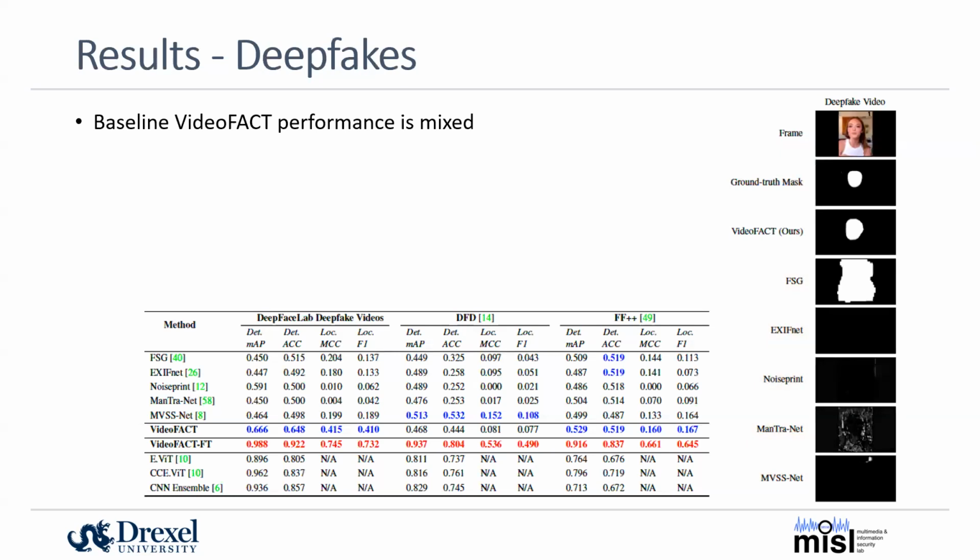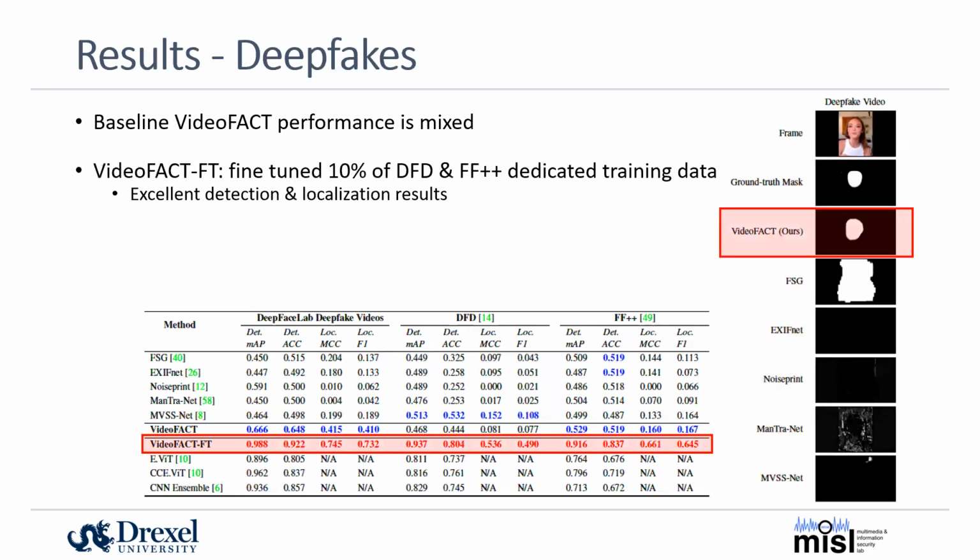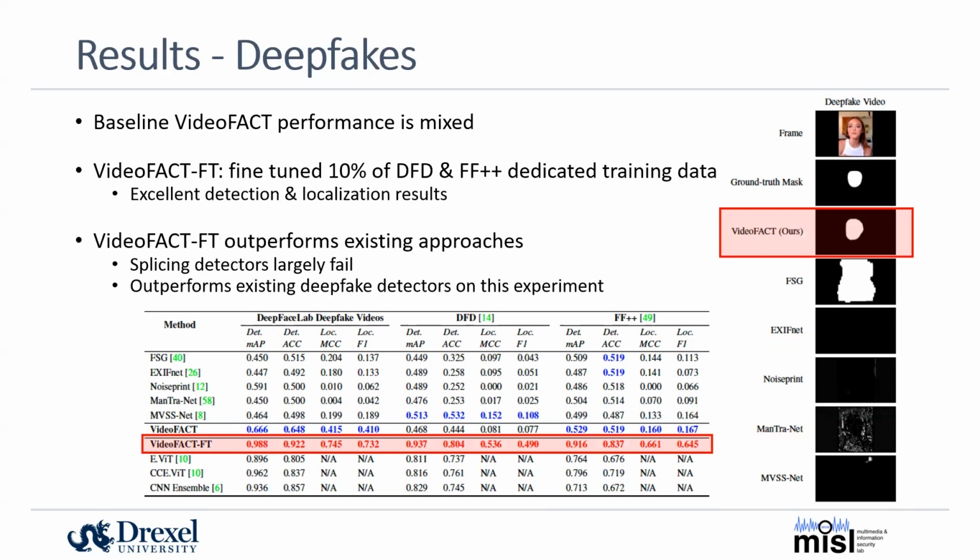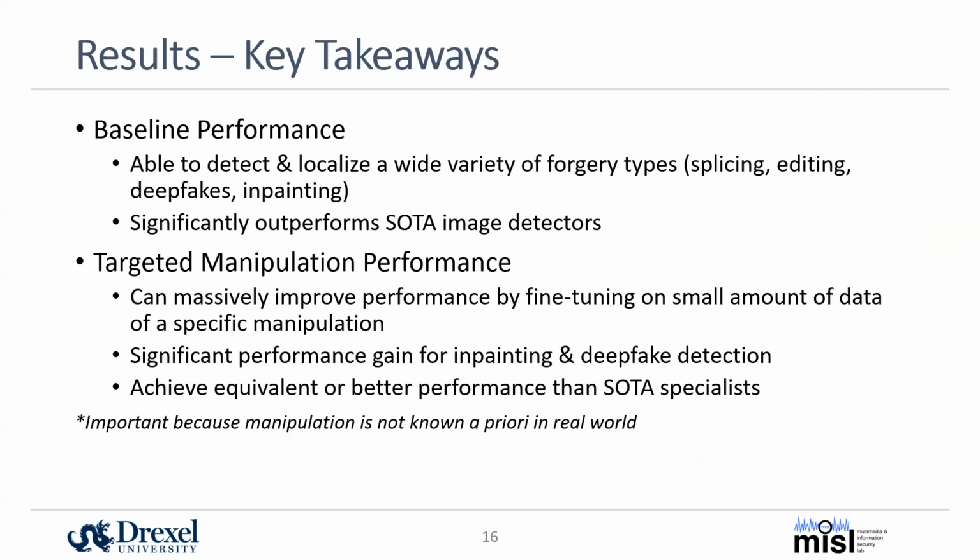On deepfakes, however, the baseline VideoFACT performance is mixed. However, we present VideoFACT fine-tune. In this experiment, we fine-tune on only 10% of DFT and FF++ dedicated training data. And after we did this, we obtained excellent detection and localization results. And we can still see that splicing detectors largely fail. On some occasions, we even outperform existing deepfake detectors in this experiment.